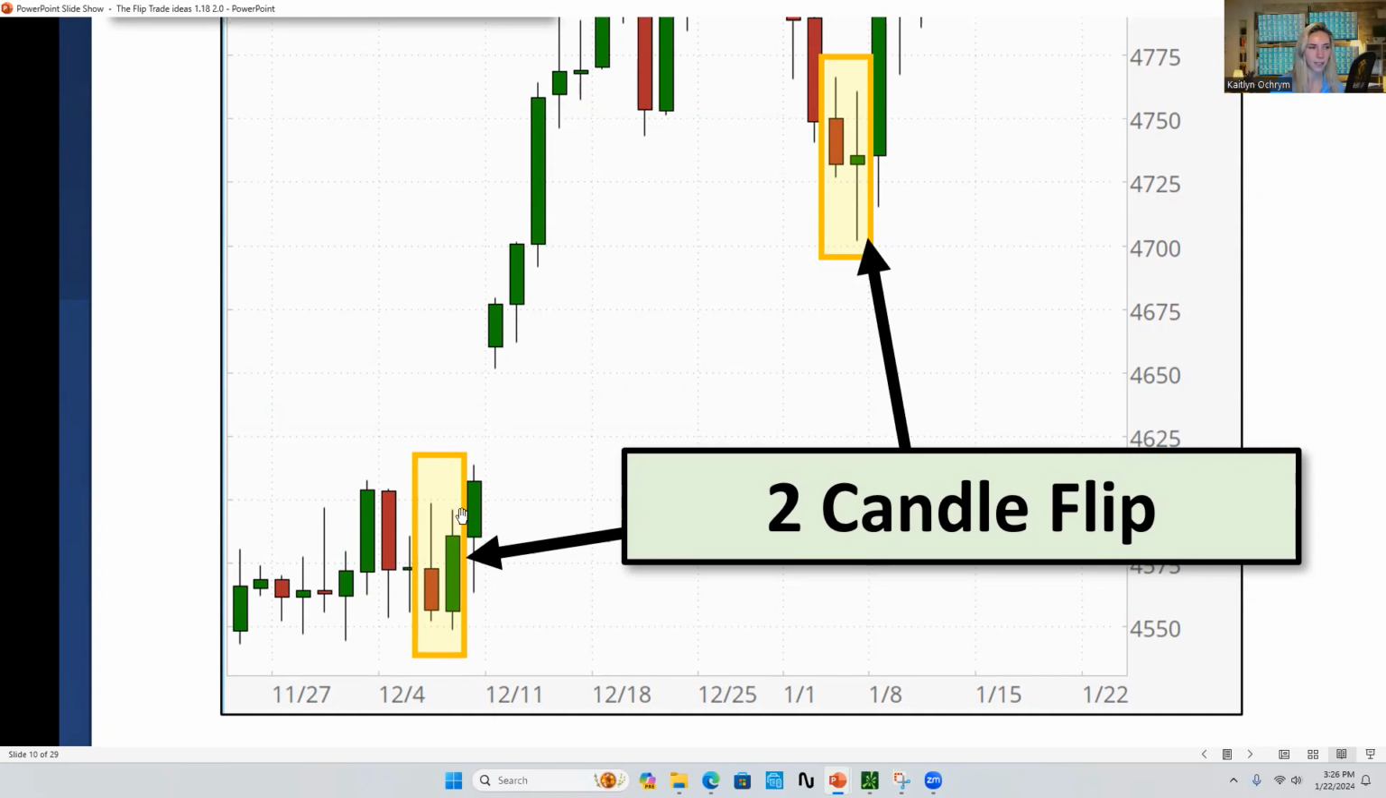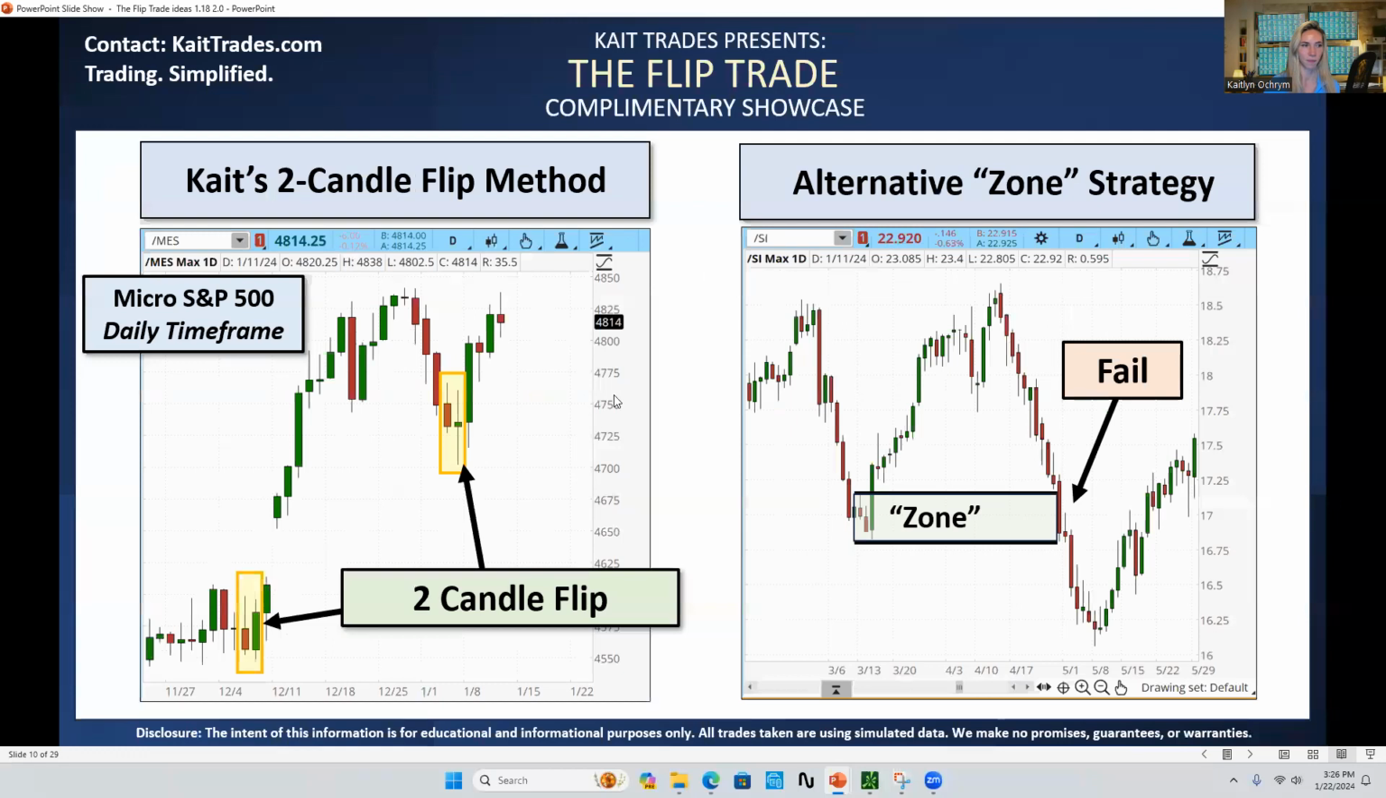So no more waiting for zones. We will talk about that a little bit if you do trade zones, but a lot of it is going to be this more active strategy so we can participate in these moves as they're happening versus waiting for zones for days or weeks.